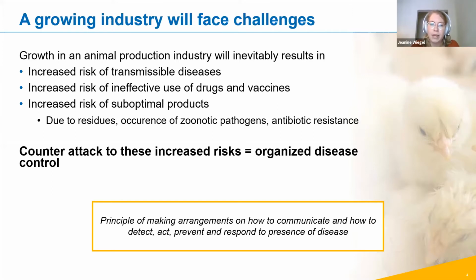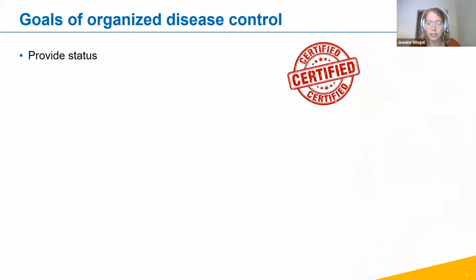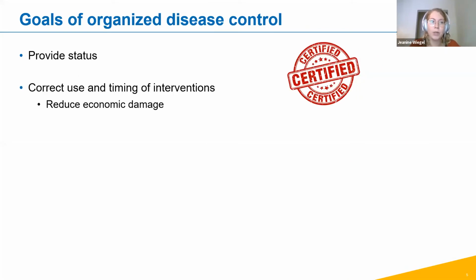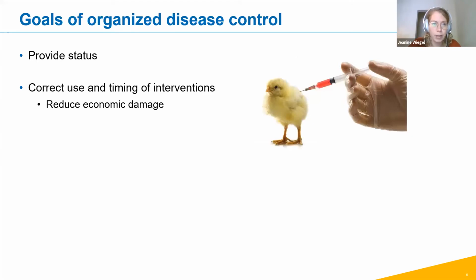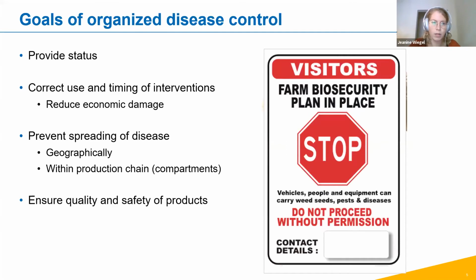We view it as the principle of making arrangements on how to communicate and also on how to detect, act, prevent, and respond to the presence of disease. So organized disease control can have several goals. It can provide a status, for instance, to your products or to your production system. It can help you to correctly use interventions in time to reduce economical damage due to infections, for example. It can prevent the spreading of diseases, geographically, so from one farm to the neighboring farm, but also within a production chain, within compartments. So from the parent stock to the production sites, for example. And also it can help you to ensure quality and safety of your products.